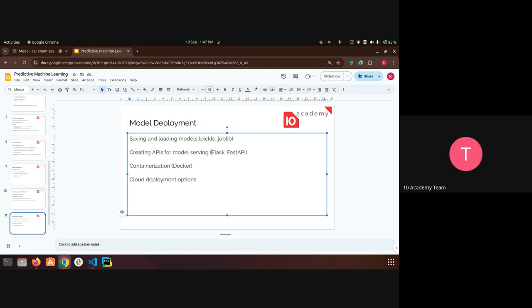And of course creating APIs for model serving. We have two projects, one with Flask and the other with FastAPI, and using Docker, cloud deployment options, which are like AWS and Azure, basically.